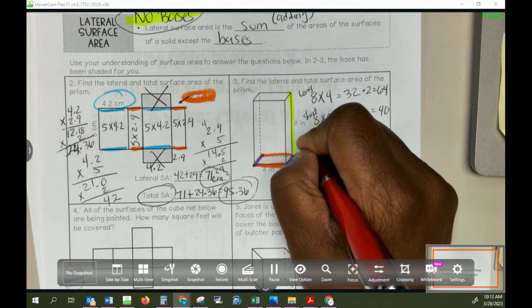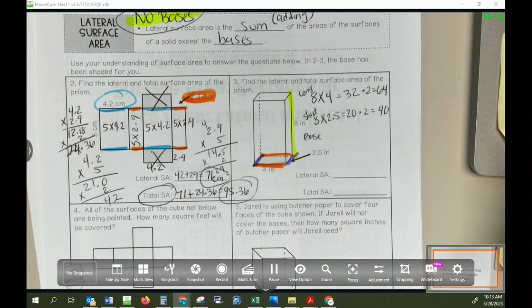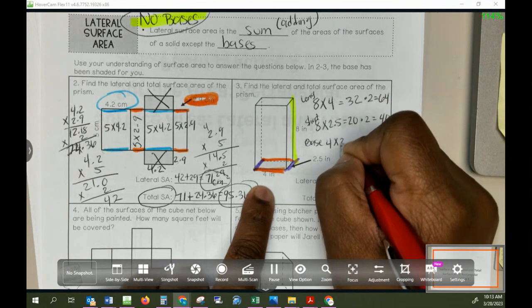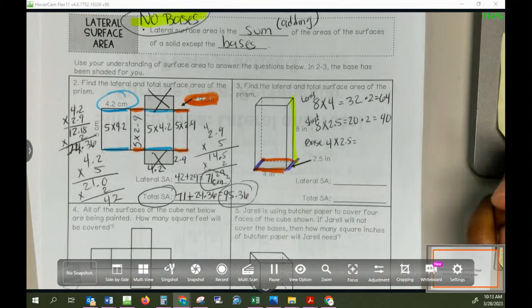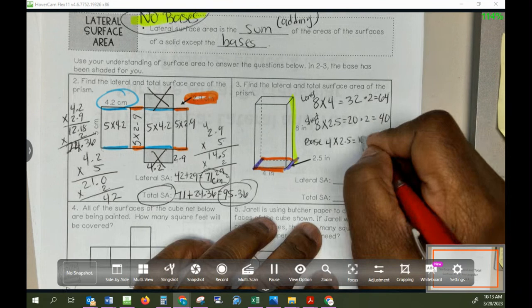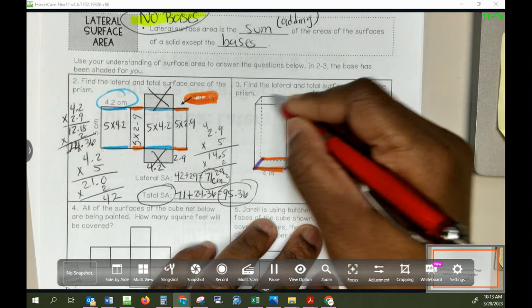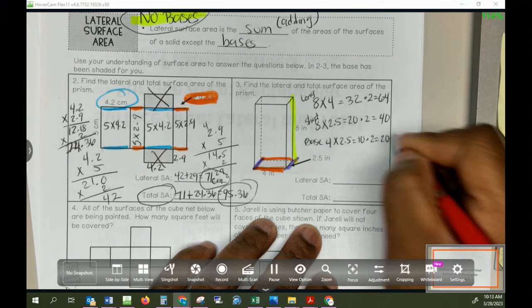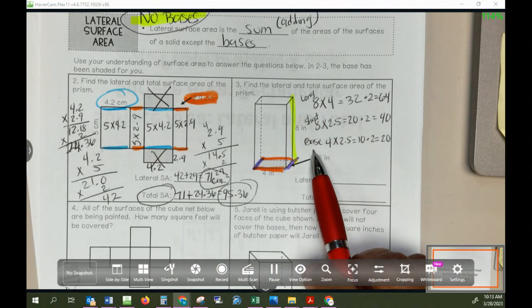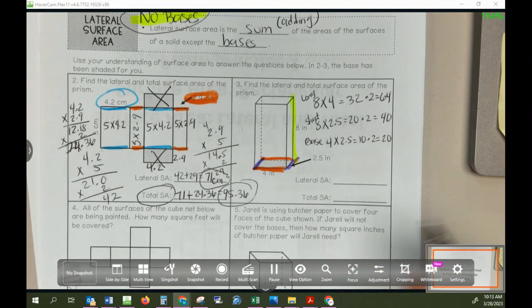Now let's go ahead and calculate the base, because we know we have to end up doing base anyway. So base, we said, is 4 times 2.5. What's that? 10, times 2, because there's 2 base. That's 20. So I have my long side, my short side, and my base.